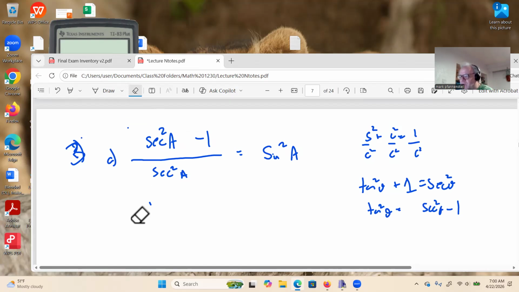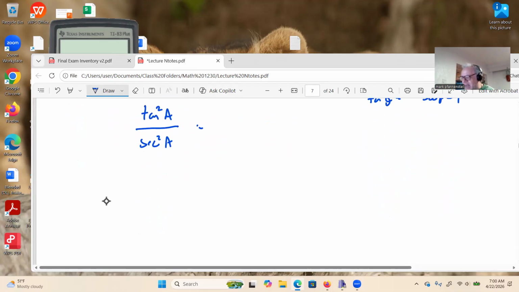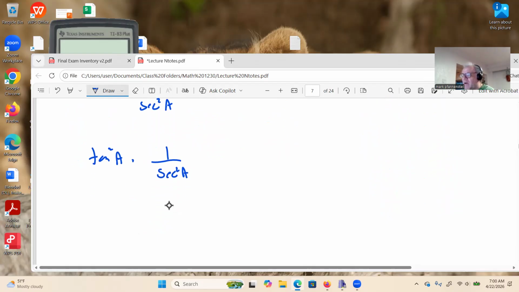So we have secant squared minus 1 up here. We know that secant squared minus 1 is actually equal to tangent squared. So that's tangent squared A divided by secant squared. I'm going to divide this fraction into two pieces: tangent squared of A times 1 over secant squared, just to break that fraction up into two different spots. Well, 1 over secant squared is actually cosine squared A, and tangent squared is sine squared over cosine squared.